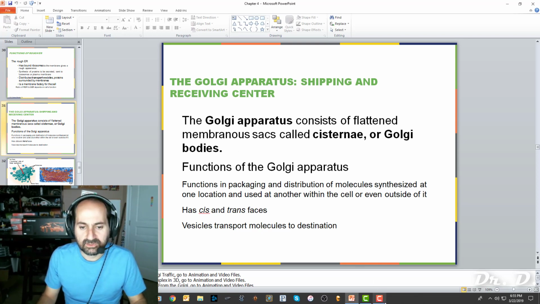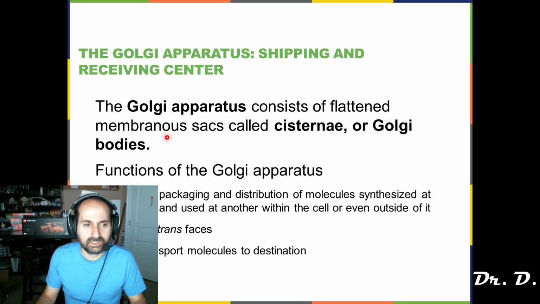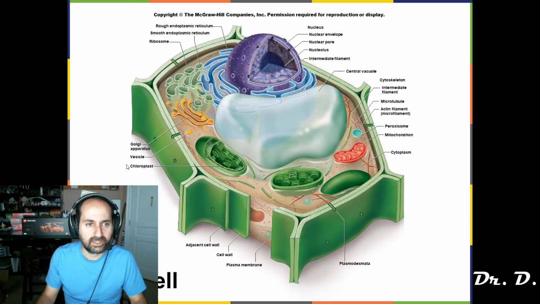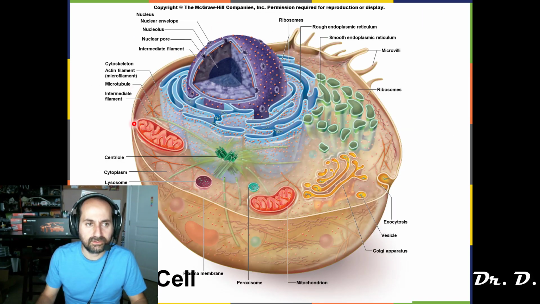The Golgi apparatus consists of flattened membranous sacs called cisternae, or Golgi bodies. Let me show you what it looks like. Remember this slide here? This is a typical animal cell. So where are these membranous sacs? It's right here. This is the Golgi apparatus. Notice how these are all membranes. The Golgi is made out of a bunch of membranes. These are the membranous sacs that they're talking about. So what you say is that there is a stack of membranous sacs, which is the Golgi.